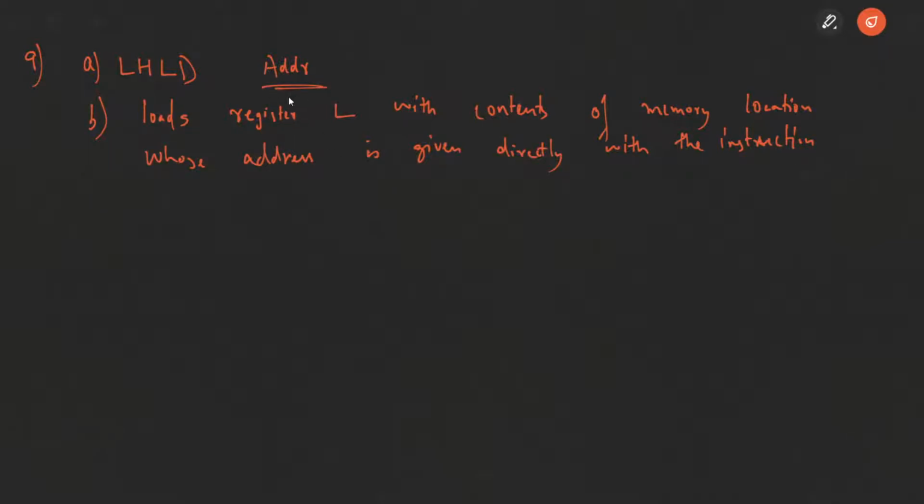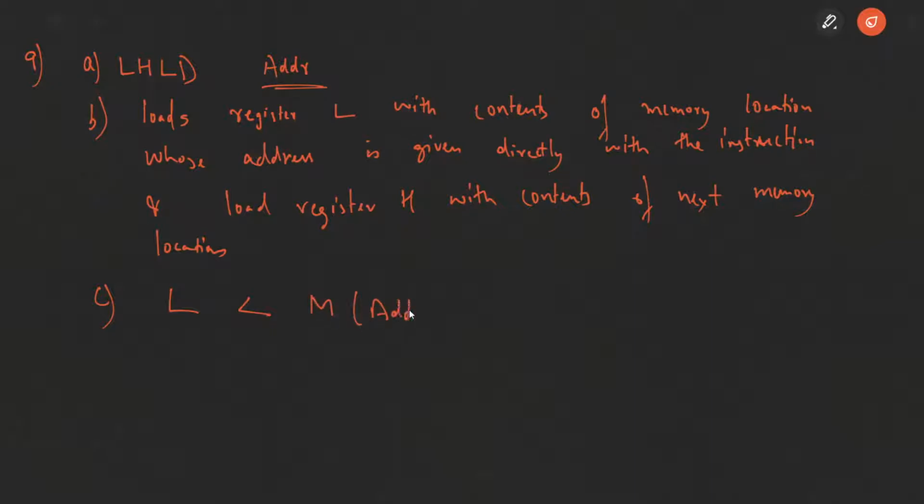So you have been given an address. There is some data at that address. Load that data onto the register L, and load register H with the contents of the next memory location. So what this basically does is, this address is being given to you, ADDR. Whatever are the contents of this address, move that to L. And whatever are the contents of the next address location, ADDR plus 1, move that to H. Fine. So this second one is basically implied in this case.